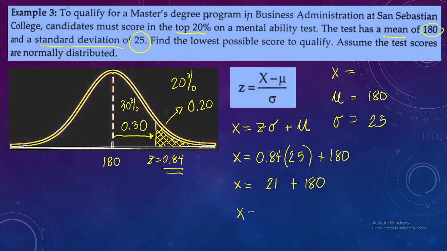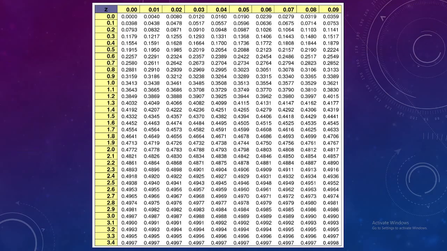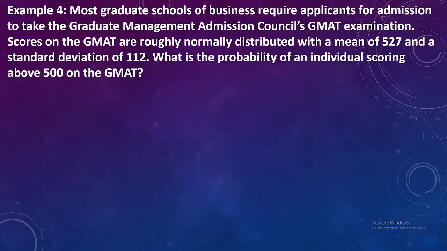201. So meaning, you should score 200 or more to qualify. Because this 201 is the lowest possible score. For you to qualify, if you score 200, you cannot qualify. It should be 200 or above. Okay? Let's go to problem number 4.